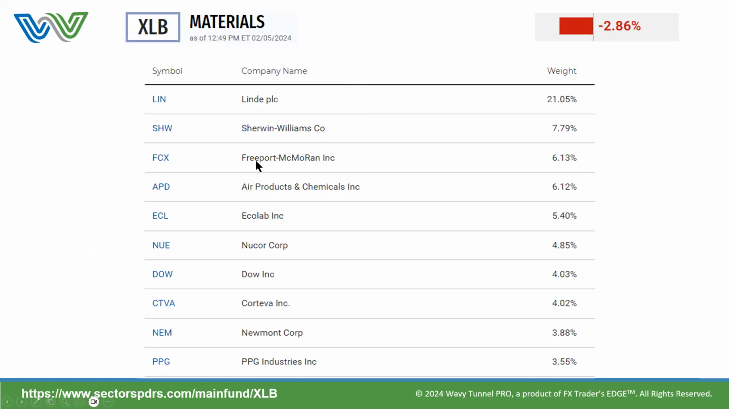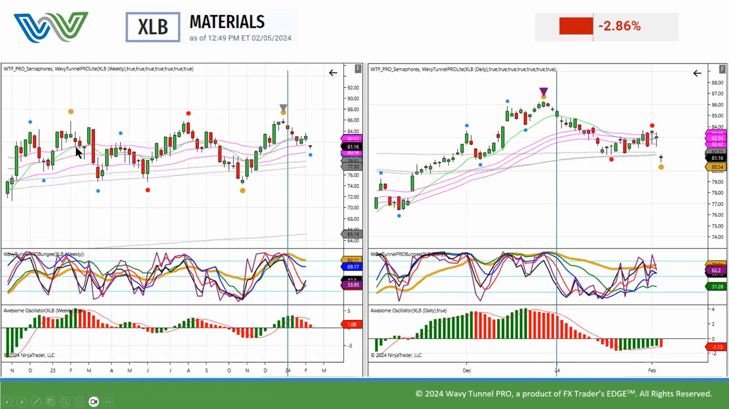Here's materials. LIN at 21.05%, Sherwin-Williams, Freeport McMoran, Air Products and Chemicals. So let's have a look at materials, XLB, down 2.86%. Well, this is why. We had a flat weekly chart, very flat, and at the end of the year, we were up at previous highs, and the market has come down since. So not surprising, not surprising.